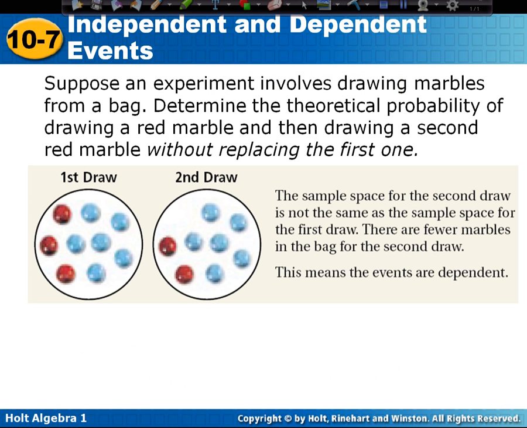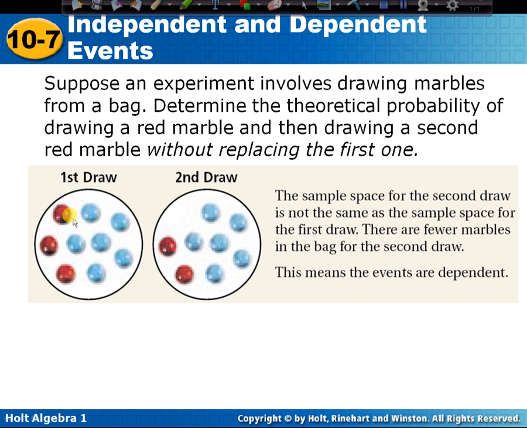So suppose an experiment involves drawing marbles from a bag. Determine the theoretical probability of drawing a red marble and then drawing a second red marble without replacing the first one. So here it says the sample space for the second draw is not the same as the sample space for the first draw. There are fewer marbles in the bag for the second draw. This means the events are dependent.